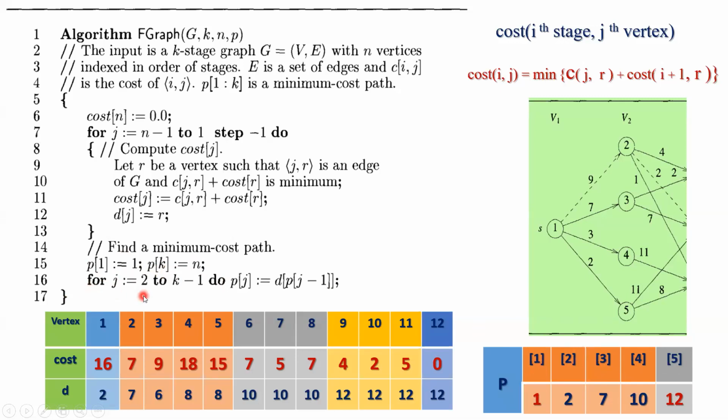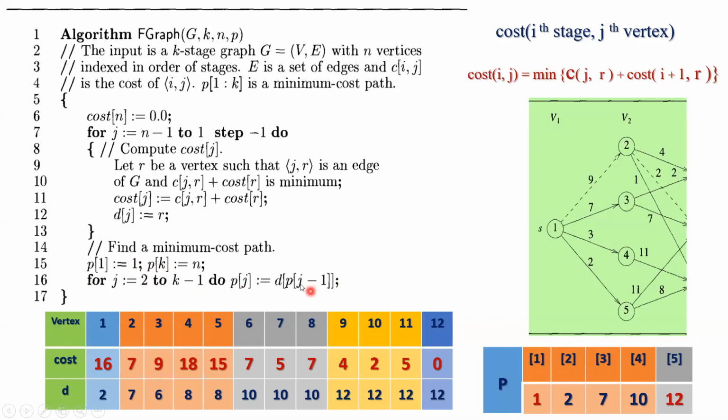So I am starting from 2 to k minus 1, because 1 is already done and k is done, the remaining is from 2 to k minus 1. What must I do? P of j, only this step is remaining in the discussion now. P of j equals, according to this table I must pick now, d of P of j minus 1. For example, j equals 2. Now I have to calculate how this 2 comes here.